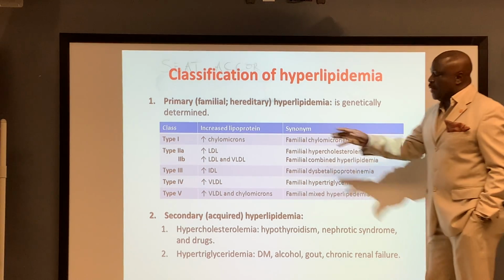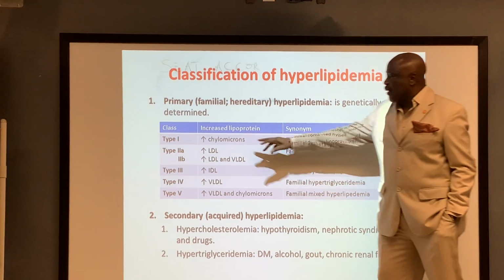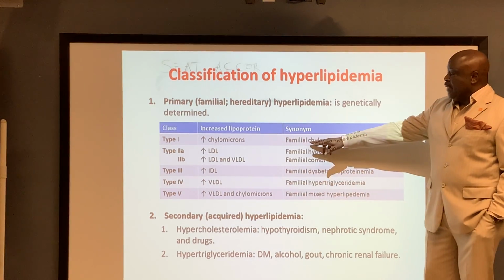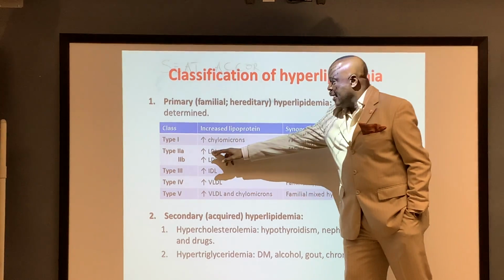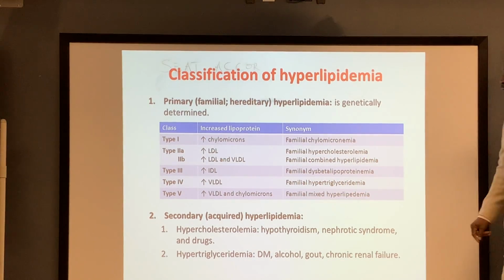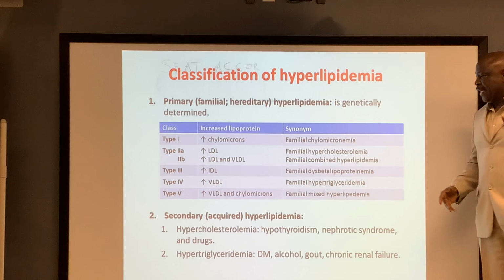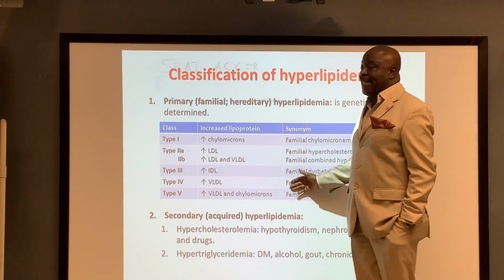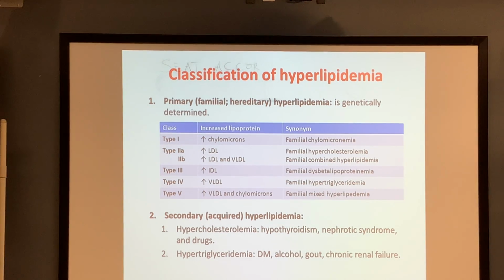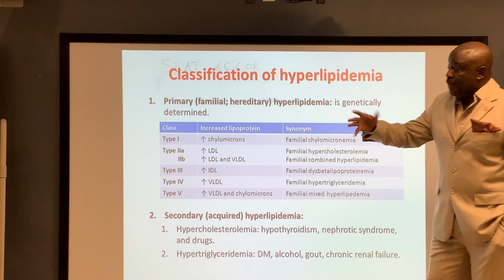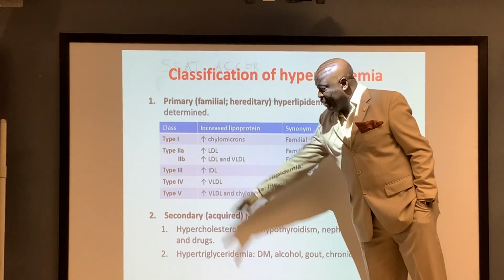So depending on which of them you have, they are called different names. For example, because it's only chylomicrons that are increased here, we call it familial chylomicronemia. Because this is just the cholesterol, the bad one, we call it hypercholesterolemia. So whichever case it is, the others are a mix of things. I will not punish you by asking you these ones that are mixed.